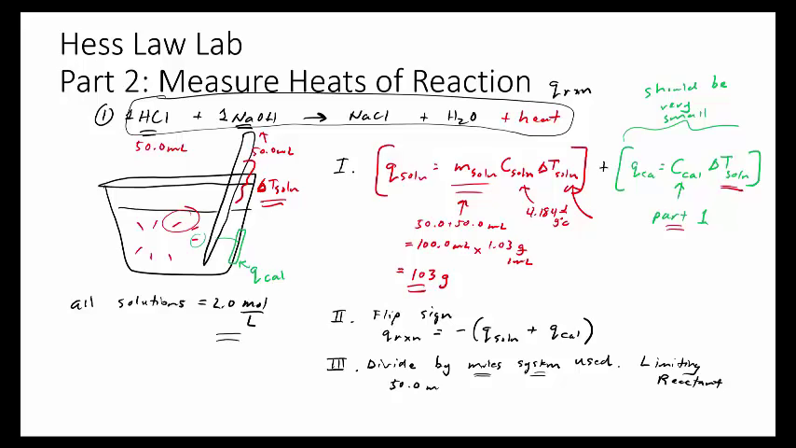Okay, so this is 50 milliliters, which is 50 times 10 to the negative third liters times 2 moles per liter. So this ends up being 0.10 moles of system, or of reactant. So we take whatever we get from part two, which is basically what we got from part one, and divide it by 0.10. This should give us our delta H for the reaction. And always remember the difference between Q and delta H is the units. Q is going to be joules, and delta H is going to be joules per mole or kilojoules per mole. So that's the difference. Okay, so that's the end of our tutorial.